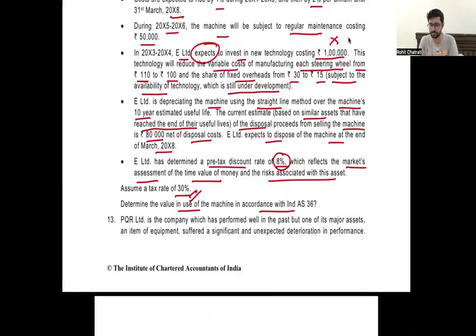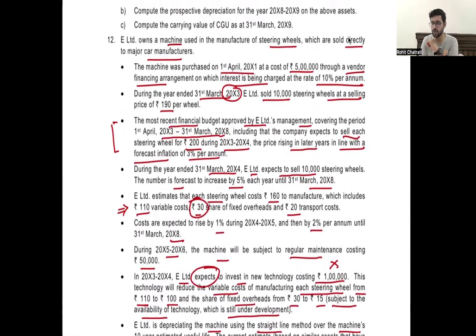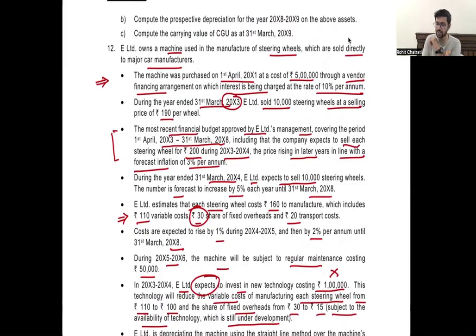That's point number one. Point number two is the question mentioned that the company is incurring 50,000 of cash outflow as interest, because it purchased the machine on a credit basis. Ind AS 36 also states that financing cash flows or interest cash flows should not be deducted for the purpose of computing value in use. They shall not be considered for VIU calculations.